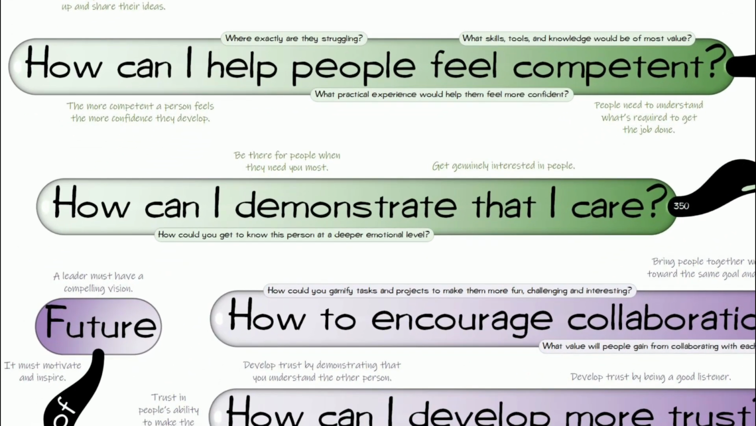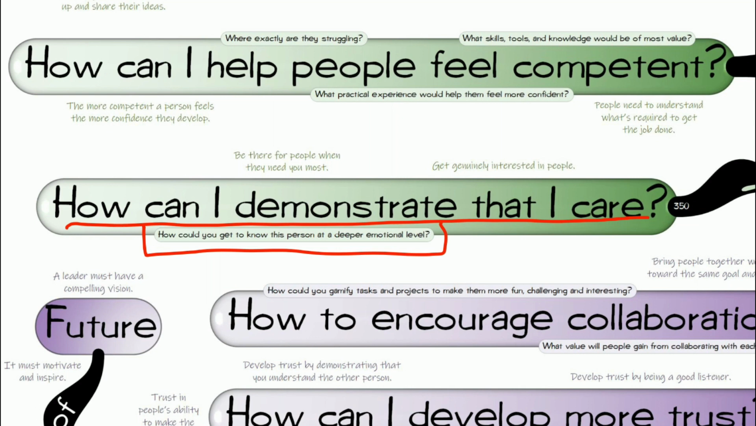And then the final question here is, how can I demonstrate that I care? This is probably one of the most important questions in the whole map, because even if we do not cover a lot of the other areas that we walk through in this map, but all we focus on is, how can I demonstrate that I care? How can I become genuinely interested in other people? How can I create deeper emotional bonds with other people?